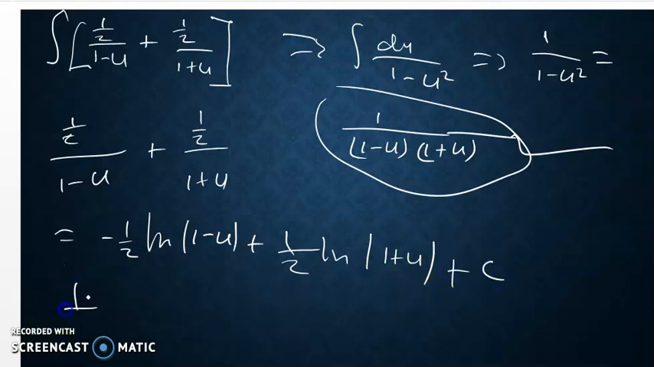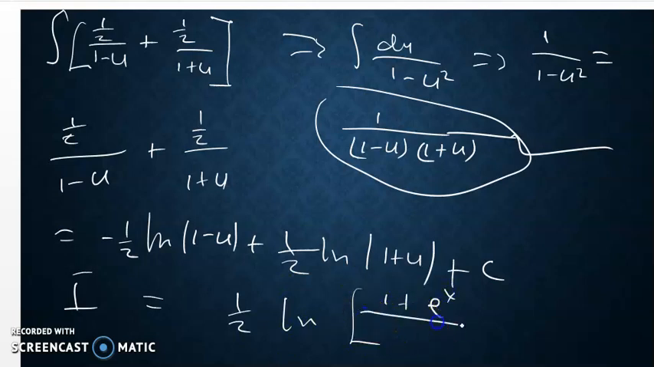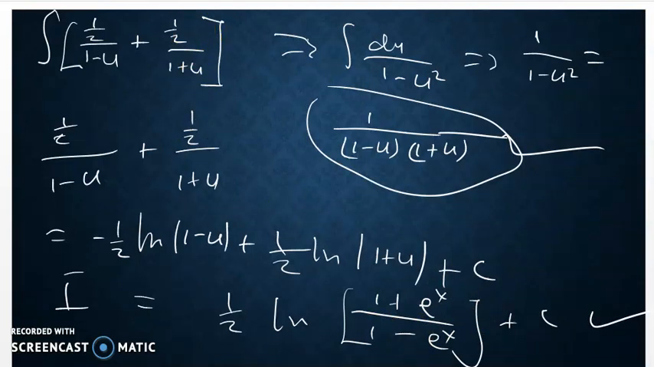If we do simplification, the integral will simply be a half ln of 1 plus exponential x divided by 1 minus exponential x, plus c, because it is an indefinite integral. And this will be the solution to this question. This is simply what you are expected to do in this question.